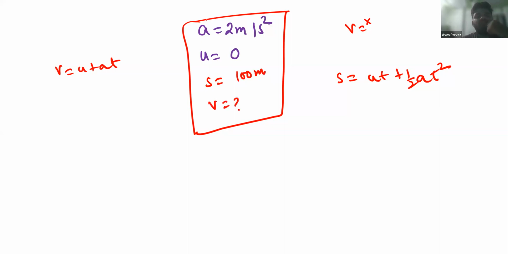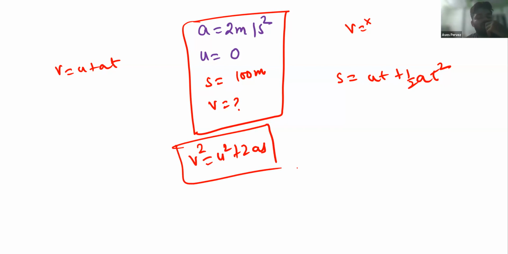So out of these five things, what is not being given, not being asked? T, time. So in which equation? The third equation, V square is equal to U square plus 2AS. We use this equation because here the time is neither given nor asked.